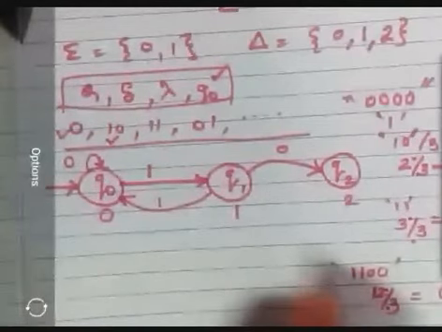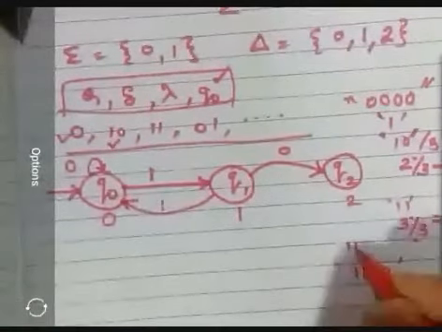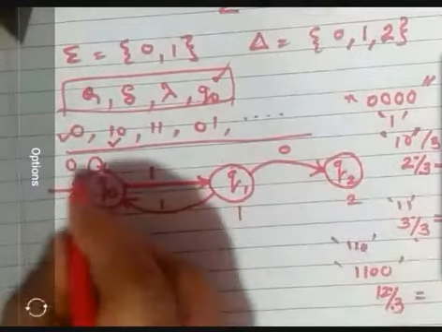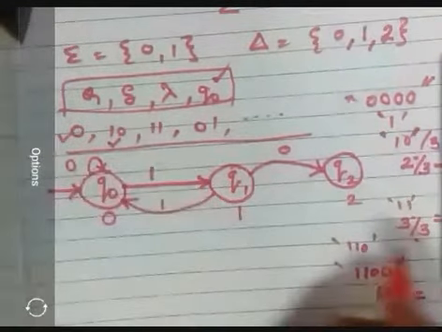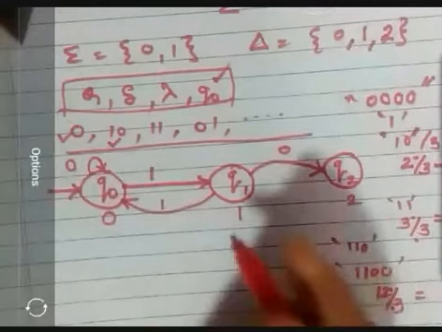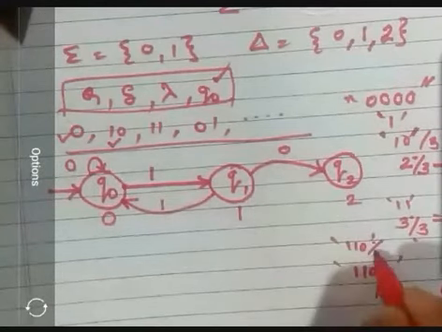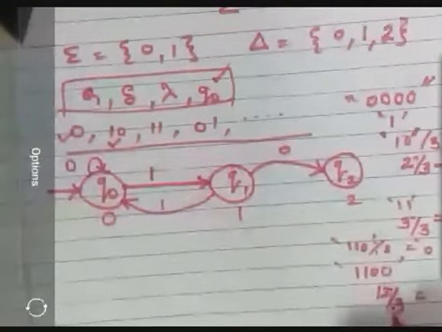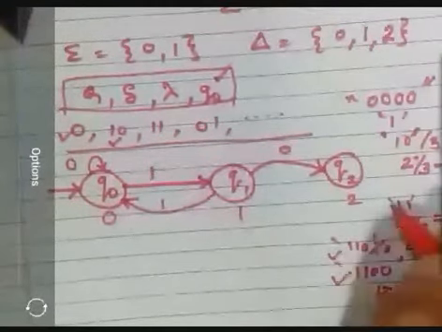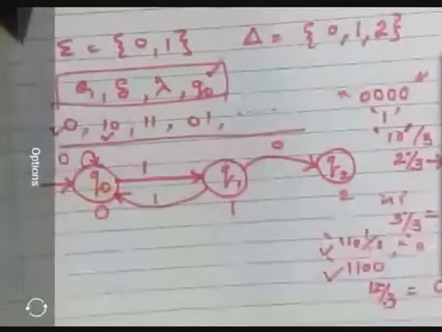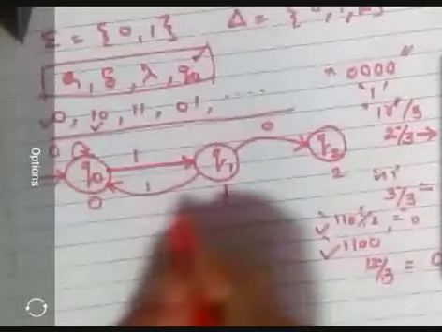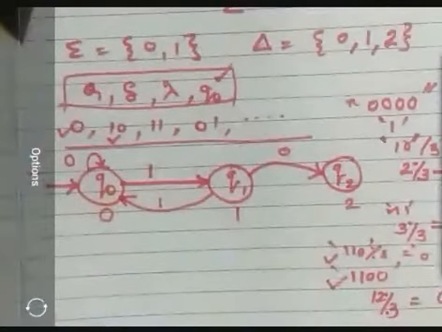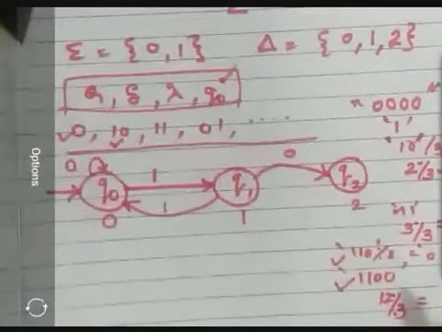You can try for any other number. For example, 1, 1, 0. So 1, 1 and 0. So it is giving you what value? 6, right? 1, 1, 0 modulo 3 will also give me 0 value. So for all these cases, I am reaching back to Q0, which is indicating that my residue will be 0 if I am having this kind of numbers.